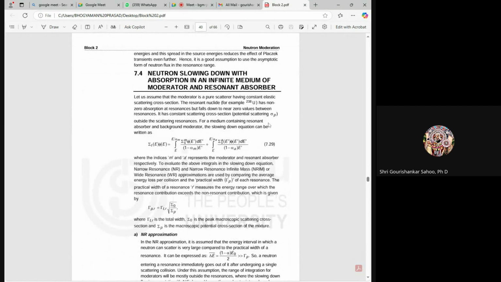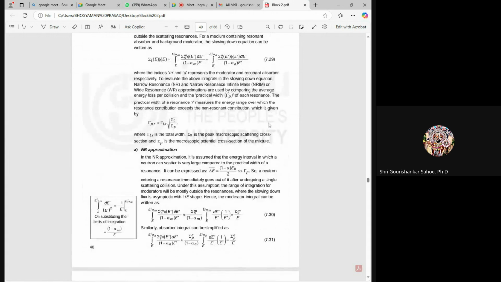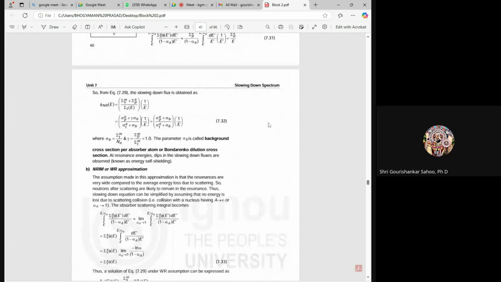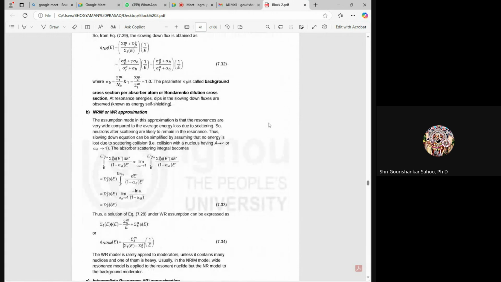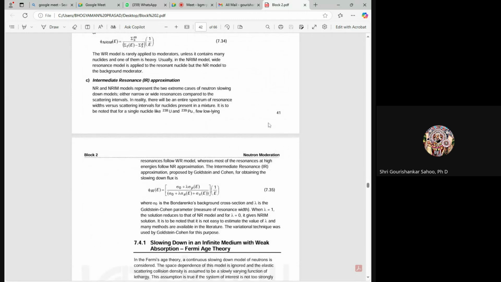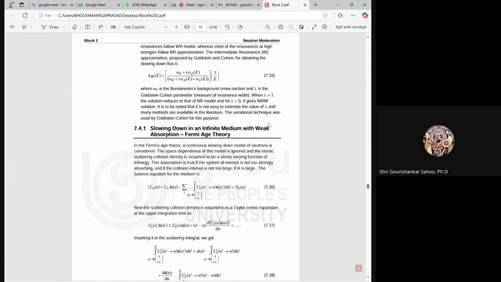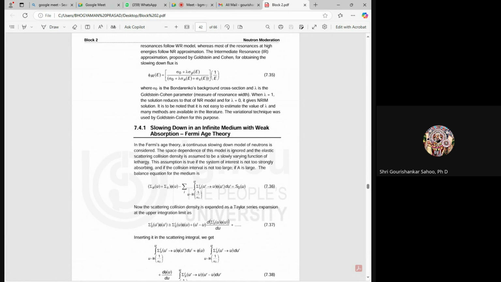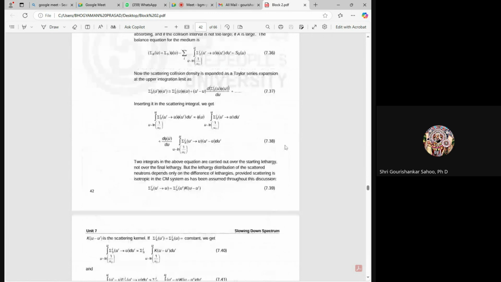Next, we will discuss neutron slowing down with absorption in an infinite medium of moderator and resonant absorber. One is the NR approximation, then the NRIM or WR approximation. Then you have the intermediate resonance or IR approximation. Slowing down in an infinite medium with weak absorption is described by Fermi's theory.